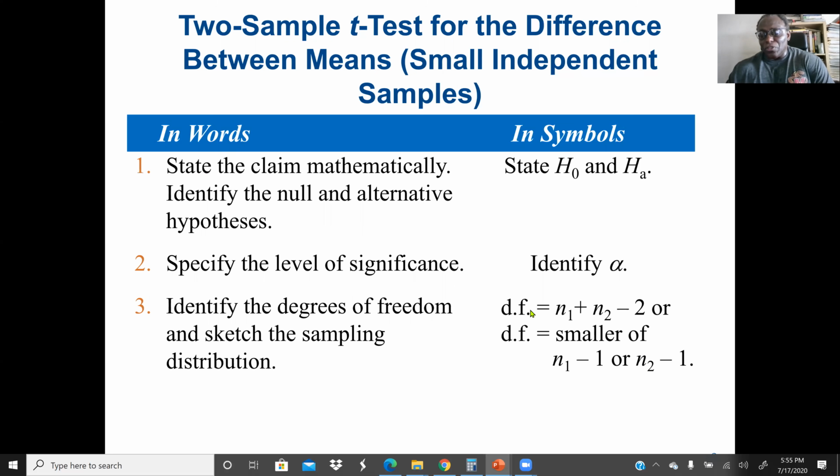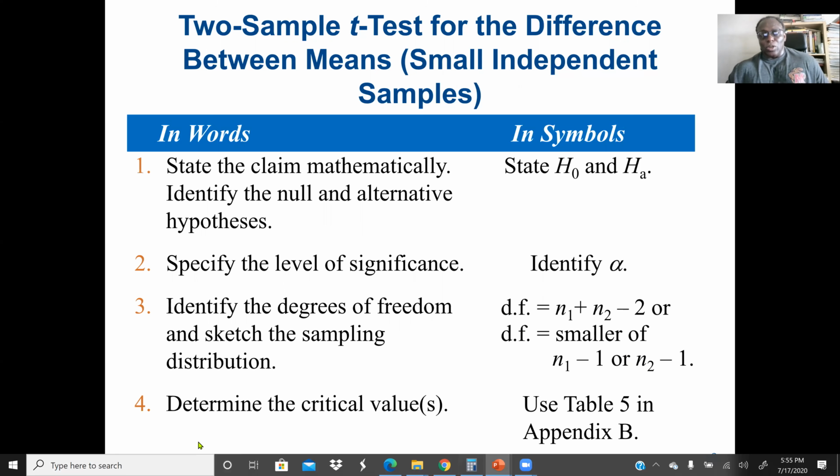We use the first formula when the variances are equal. We use the second formula when the variances of the two samples are not equal. Then we determine the critical values, which we can determine based on the alpha given to us. So here we are going to use table B. Again, table B means the t distribution table.